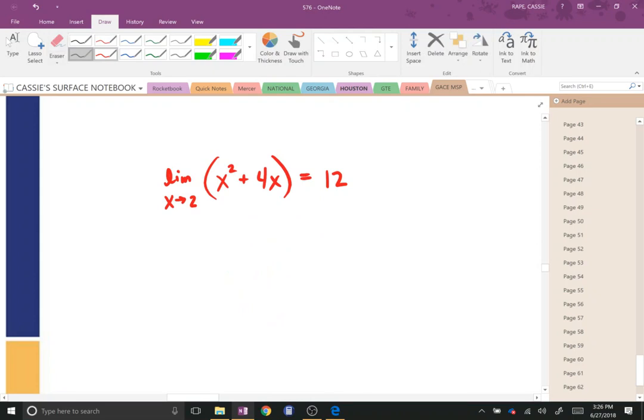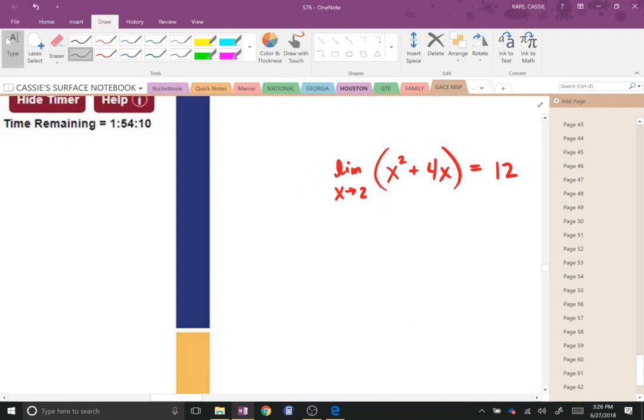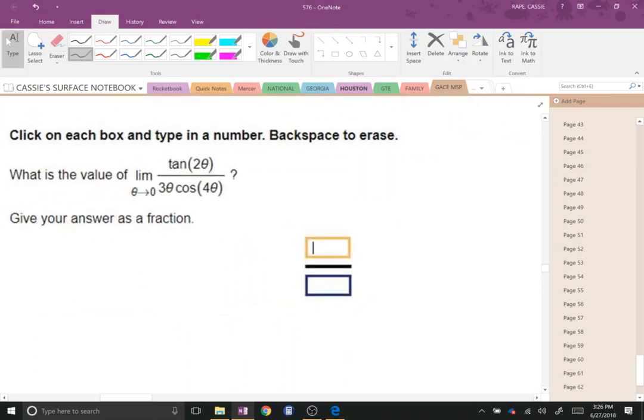Unfortunately, that's usually not what happens on some of these questions, especially when it's limit questions. And let me show you why that is. If you tried to plug 0 in for theta, you would end up with the tangent of 2 times 0 over 3 times 0 times the cosine of 4 times 0. So it is essentially the tangent of 0, whatever the tangent value is at 0, over 0 times the cosine of 0, which means the denominator will be 0.